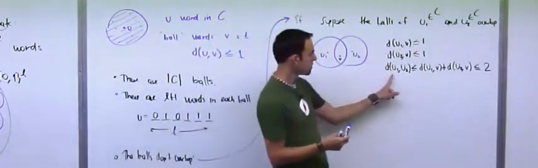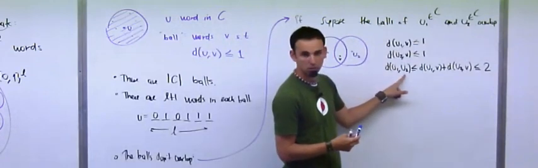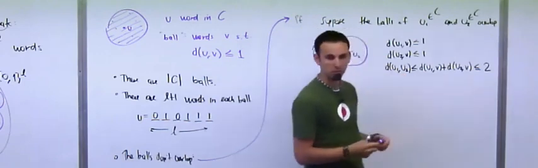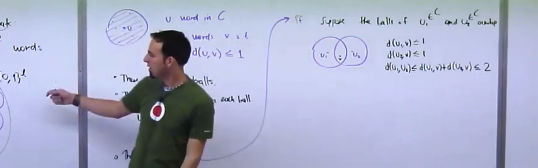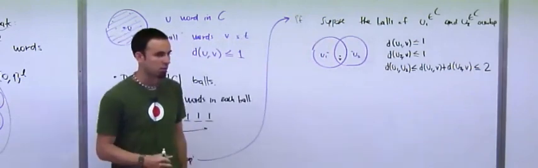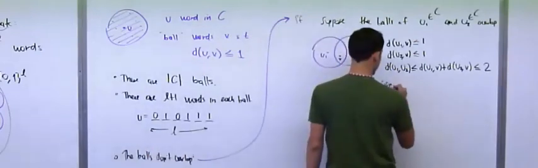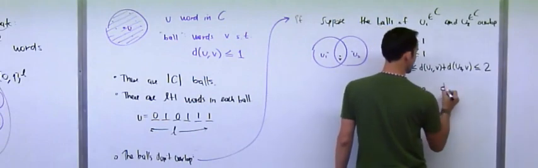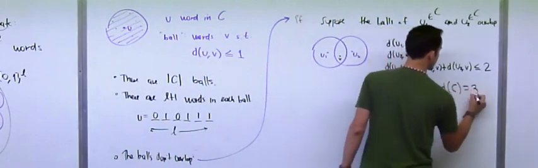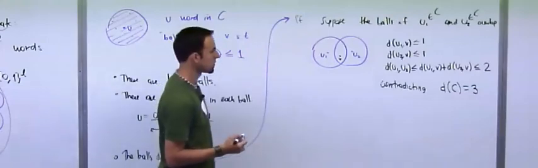But U1 and U2 are in my code, which means that they are not at distance less than 2 from each other. Because I'm assuming that this is a code that has distance at least 3. Contradicting that the distance of the code is 3 or greater.